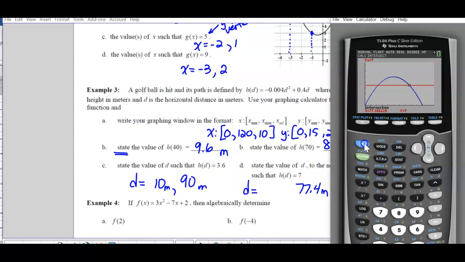Then do the same. So second trace, intersect, and then cursor closer to the other one. Enter, enter, enter. And that's 22.6 meters. Okay.